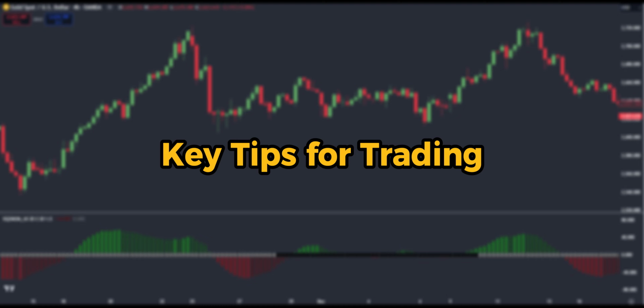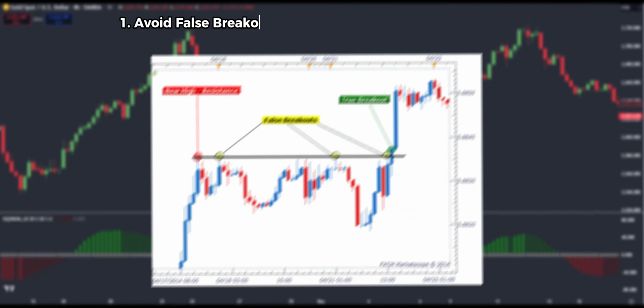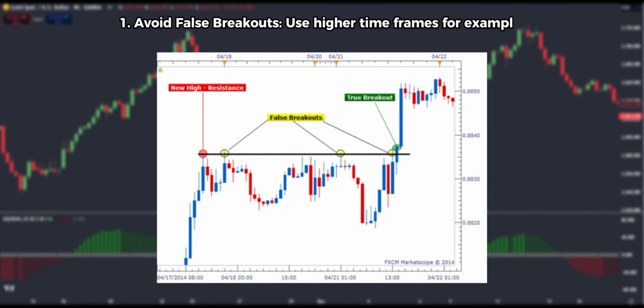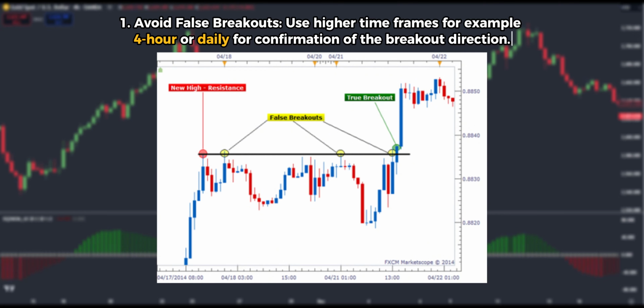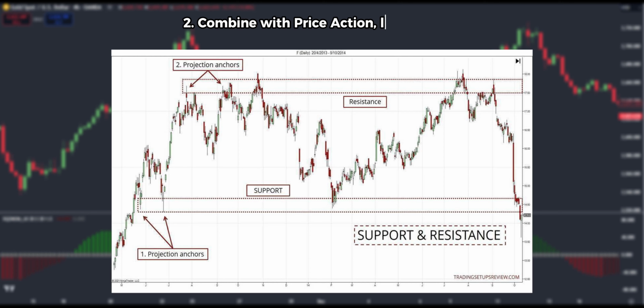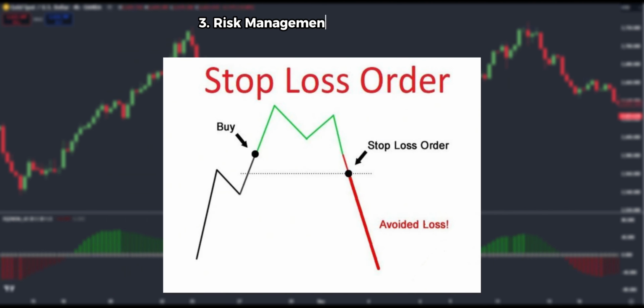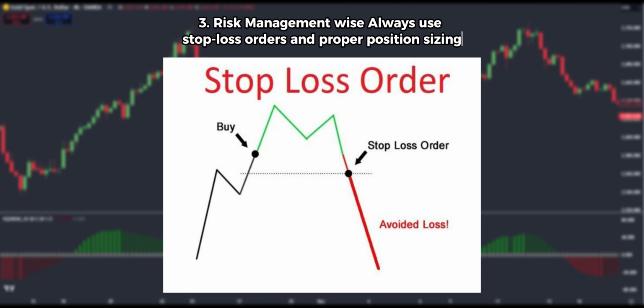These are a few key tips for trading. Number 1, avoid false breakouts. Use higher time frames, for example 4-hour or daily, for confirmation of the breakout direction. Number 2, combine with price action. Look for key support and resistance levels to validate signals. Number 3, risk management: always use stop-loss orders and proper position sizing.